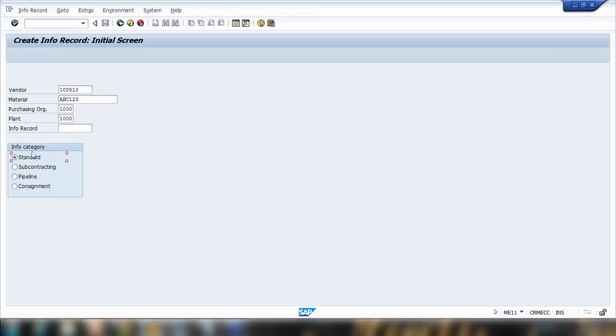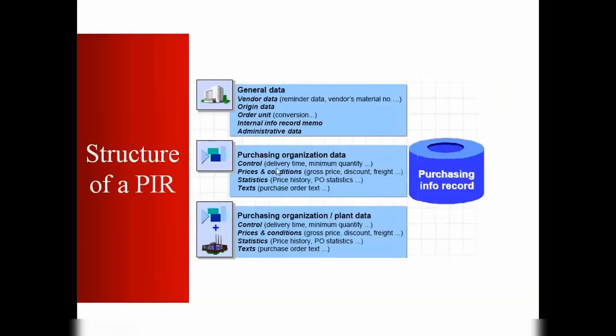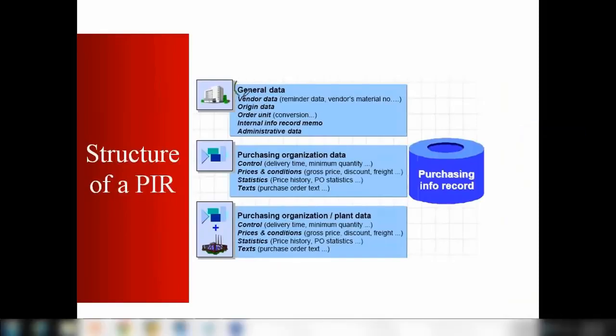So we'll stick to the standard for now. Select standard, and enter your material, vendor number, purchase order, and plant. Press enter. Again, in this info record, there are different views. The first view is general data, where you can see some general data. I'll show you in a minute. Then the second view is your purchasing org data, and the third view is your plant data. Three views are there, so let's have a look into all these three views.